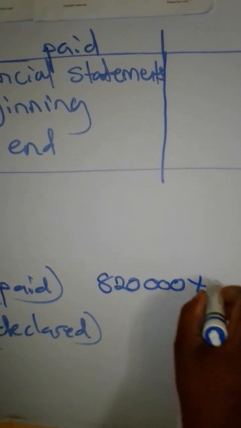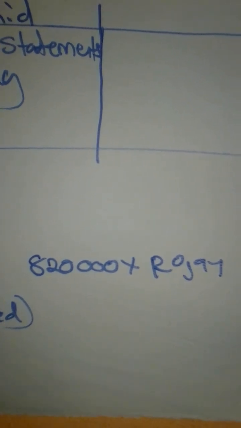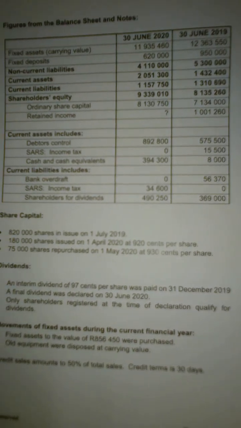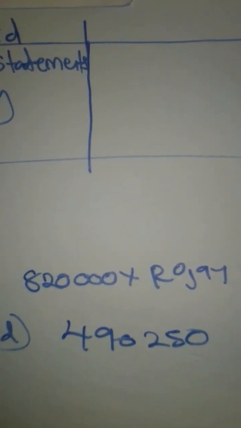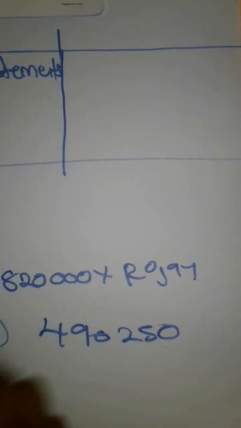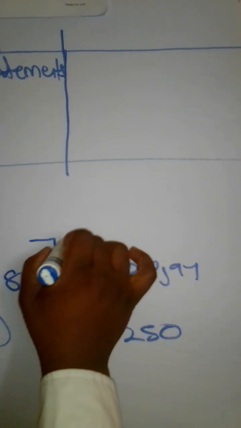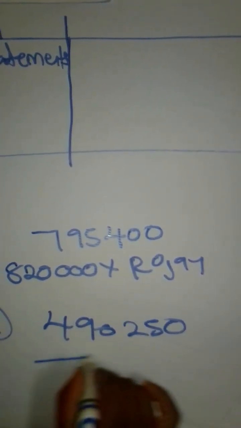So in order to get the amount for the interim dividend, we are going to say 820,000 shares multiplied by 97 cents. 97 cents is written like this. And then the final dividend is the amount of dividend that was declared to the shareholders at the end of the year, which is 490,250. Let's find out. If we say 820,000 multiplied by 97 cents, we are going to get 795,400.